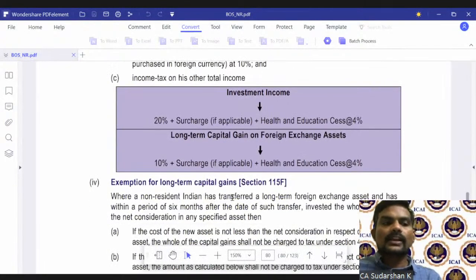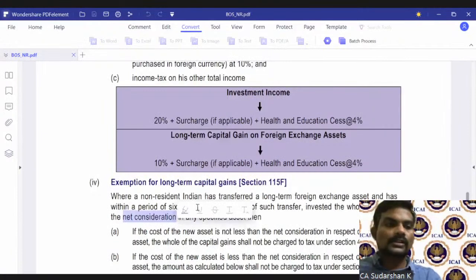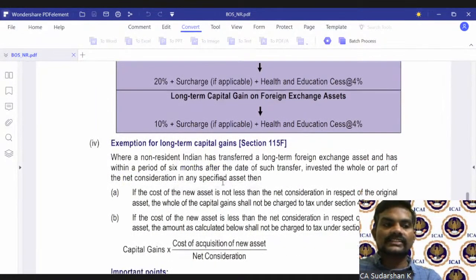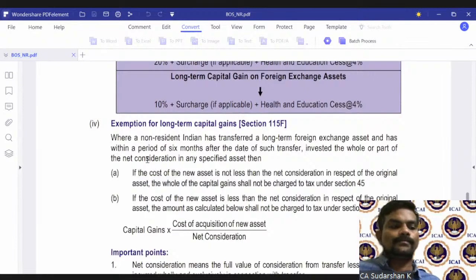That is, where a non-resident has transferred a long-term foreign exchange asset, within a period of 6 months from the date of such transfer, invest the whole or part of the net consideration. Please watch out, it should be the net consideration. This is similar to your 54F. Whole or part of the net consideration in those specified assets, then entire capital gains or your proportionate. Very similar, principles are similar to your 54F.